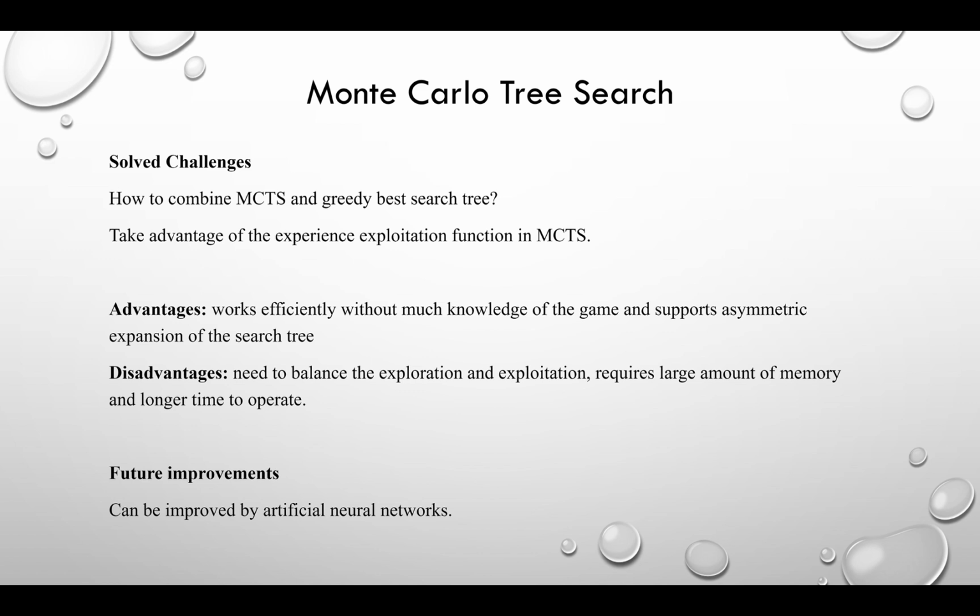However, how to balance exploration and exploitation is a problem. As the search tree grows, it requires a lot of memory and takes a long time to run due to a large number of iterations. ANN can be used to improve it.